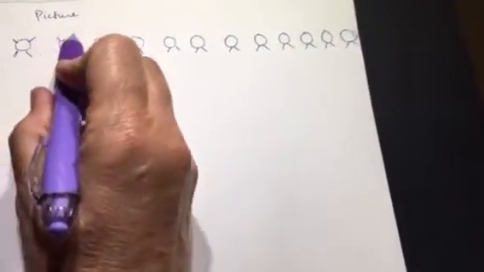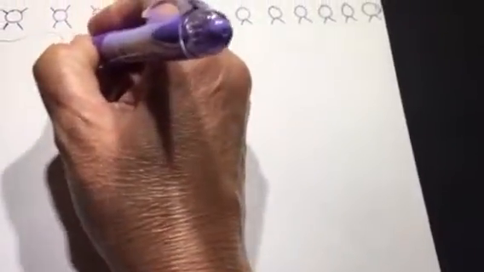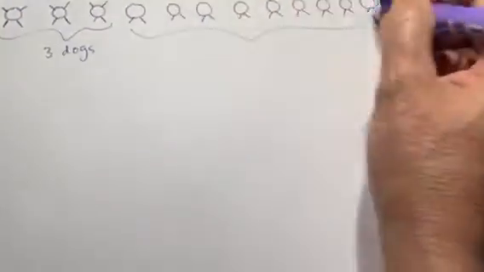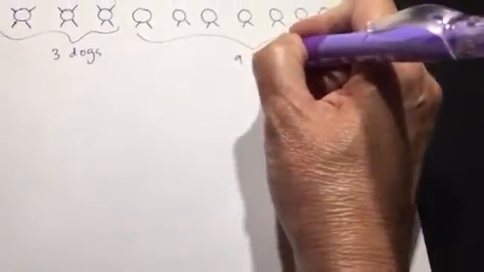There's 2 there, so that would be a dog. Let's see, I got to count. 24, 25, 26, 27, 28, 29, 30. I got it. There would be 3 dogs and 9 boys.